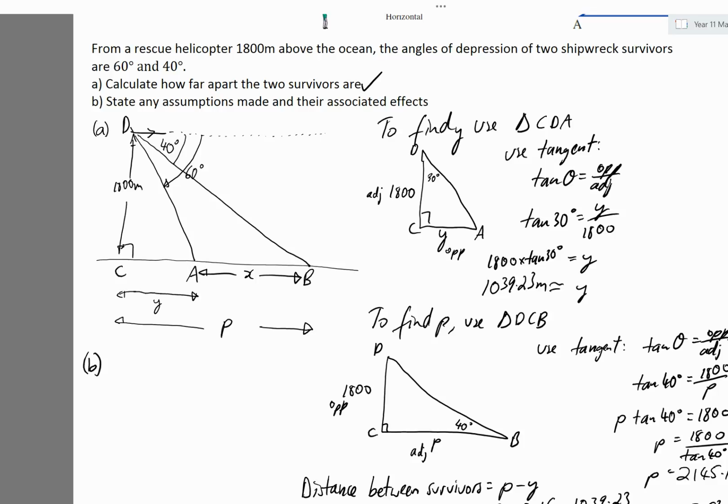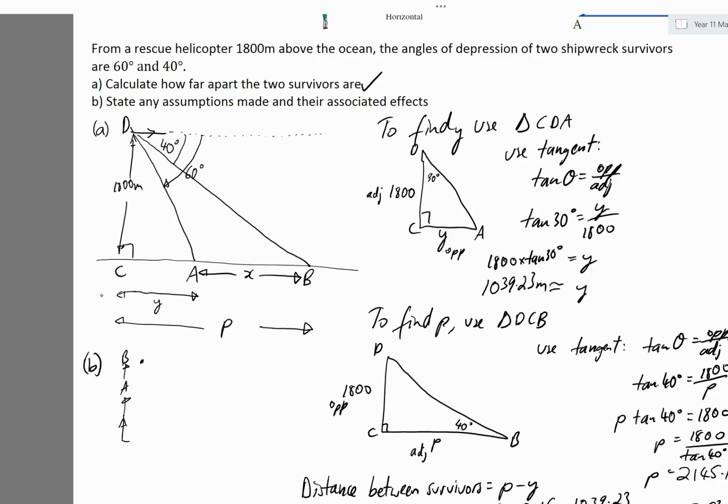So, assumptions that we've made when drawing this diagram essentially are that the plane, that's a plane, and the two survivors are all in a straight line. Okay, so it's not like B is over here somewhere. We've assumed that they're all in a straight line, so we can just draw that from side on. Okay, so that's the assumption. The effect is, if that wasn't true, then our distances calculated would be shorter than it would be in reality.